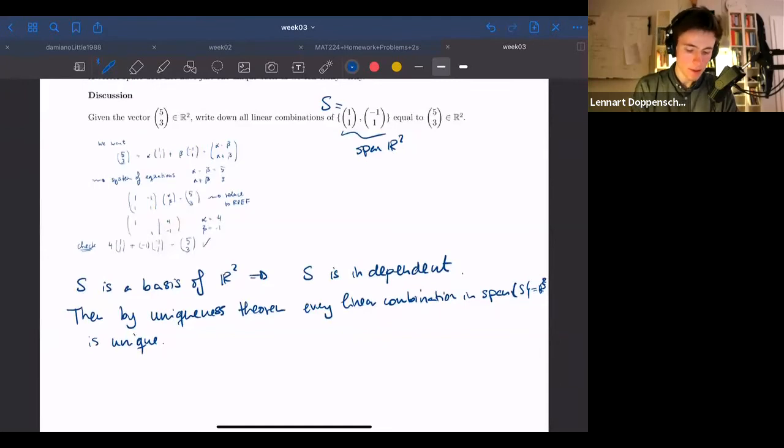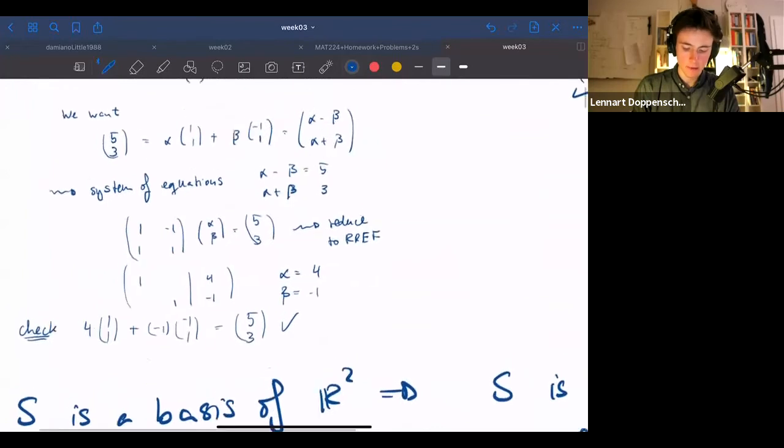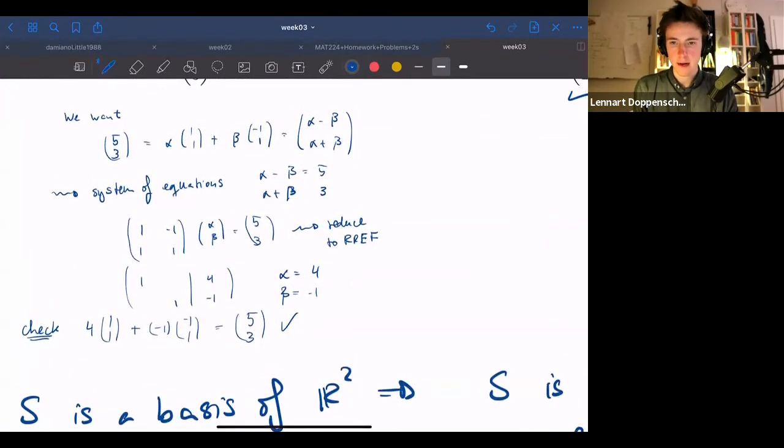Another way of seeing this in this case would also be to say that the system that we set up to find alpha and beta doesn't have any other solutions. It has a unique solution. So that would also be valid. Any questions?